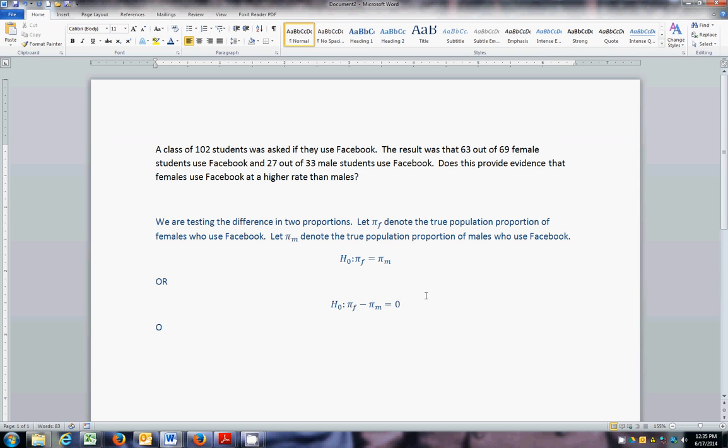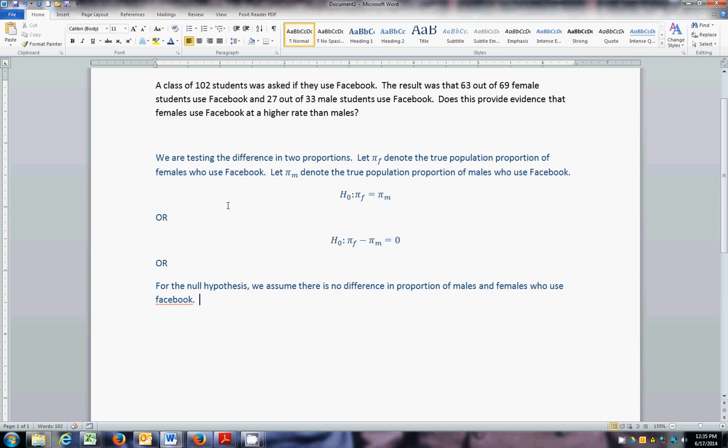Now write it out in English. So for the null hypothesis, we assume there is no difference in proportion of males and females who use Facebook. Okay, so this is 3 different ways of writing our null hypothesis. Proportions are equal. Again, the difference is 0, which is the same as proportions are equal. We'll write it out in English. We assume there's no difference in the proportions.